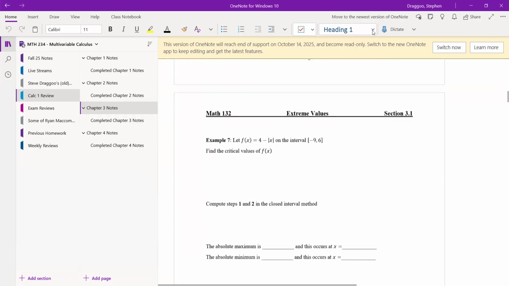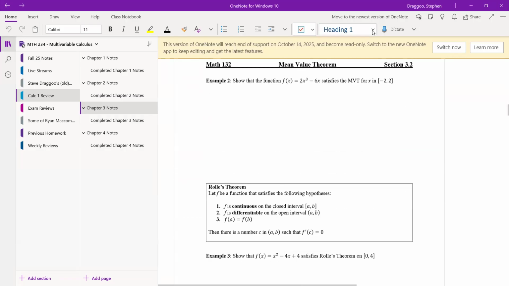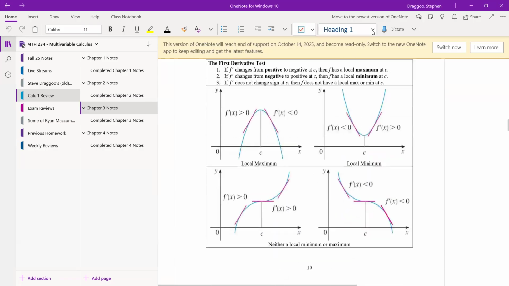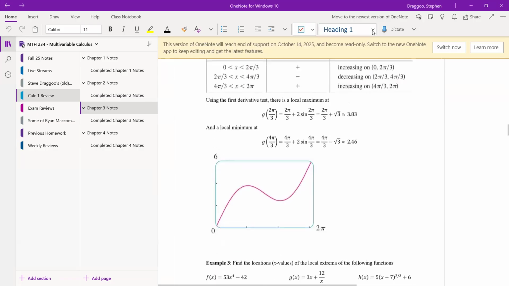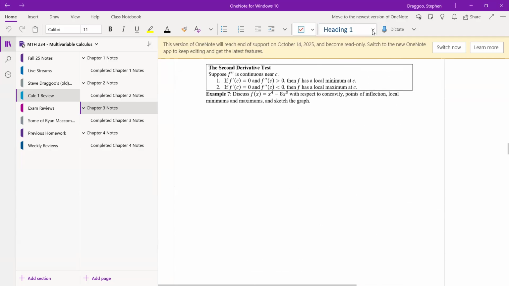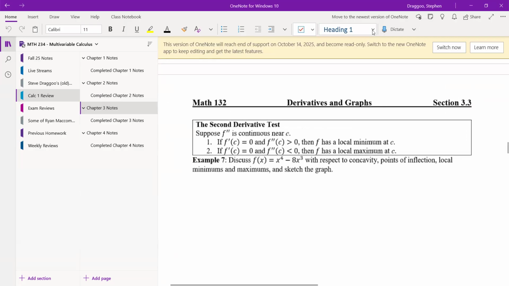I just want to bring up one other idea, which is not the mean value theorem, but is instead, where did it go? It's on here somewhere. The second derivative test. So that's the other one that I want to look at.